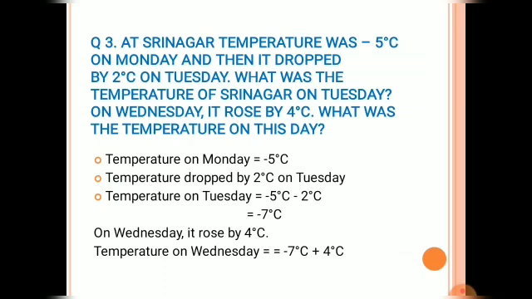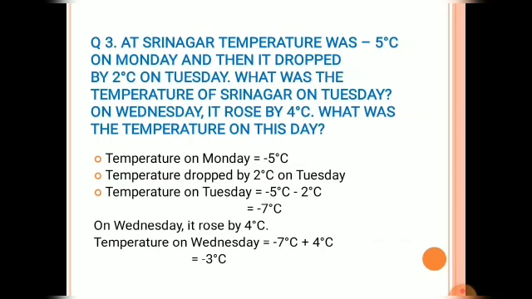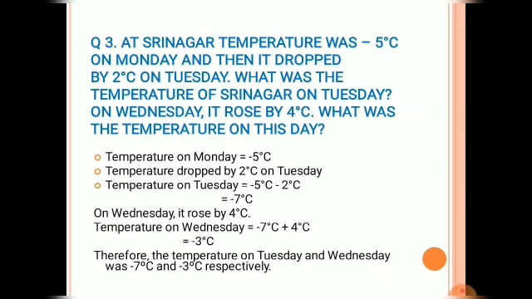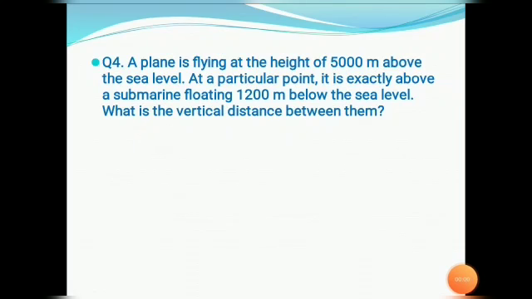Now minus plus is a minus, and 7 minus 4 is 3, and which one is greater? 7 is greater. So which sign is there with 7? It's a minus. So what would be the answer? Minus 3 degrees Celsius. Therefore, temperature on Tuesday and Wednesday was minus 7 degrees Celsius and minus 3 degrees Celsius respectively. Now look at the fourth question.